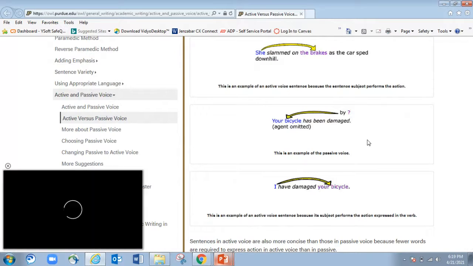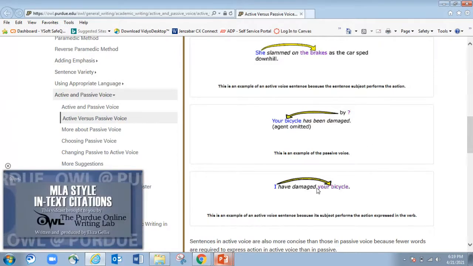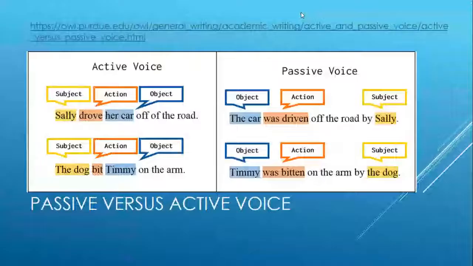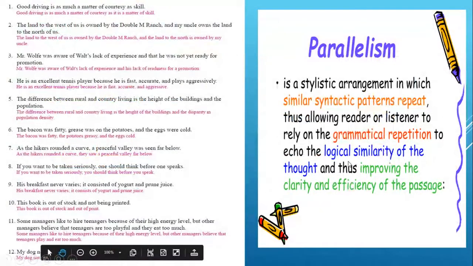You don't know who did it. But if you say, I damaged your bicycle, okay. See, here's a case where you don't want to say who did the damaging. Your bicycle was damaged. Oh my gosh, my bicycle was damaged. But who did it? I damaged it. Ooh. Okay, here you have parallelism.